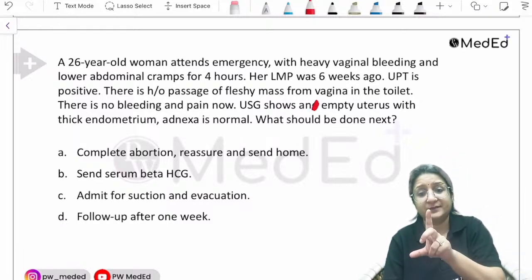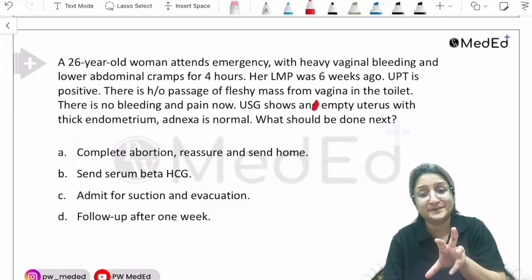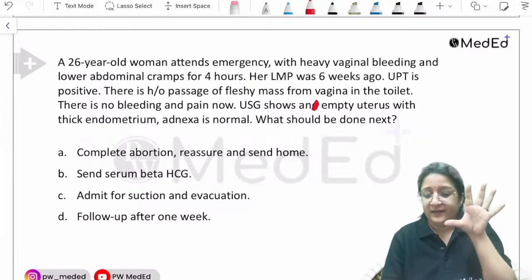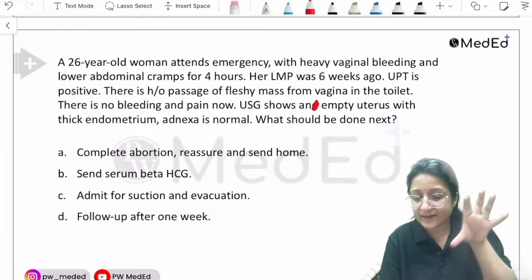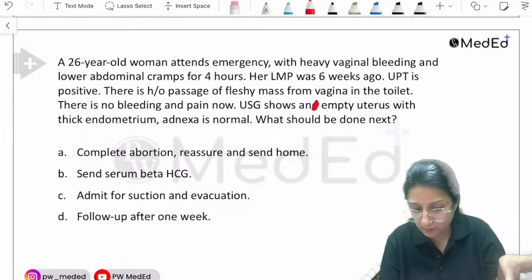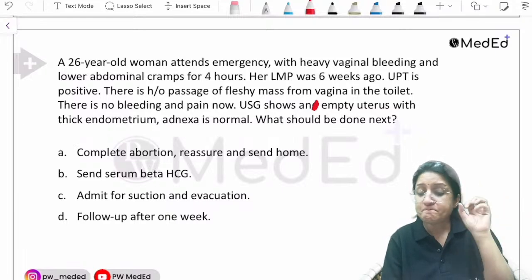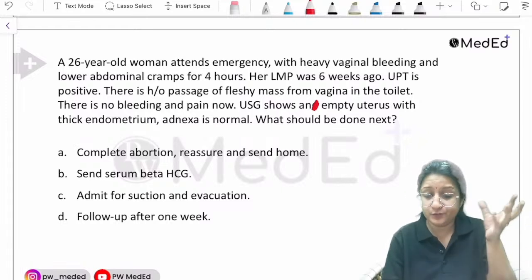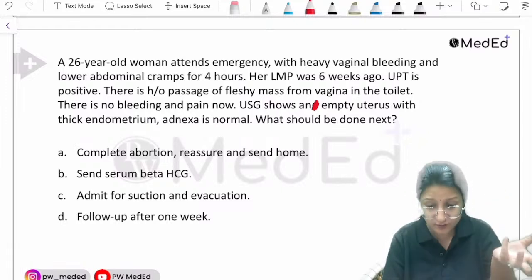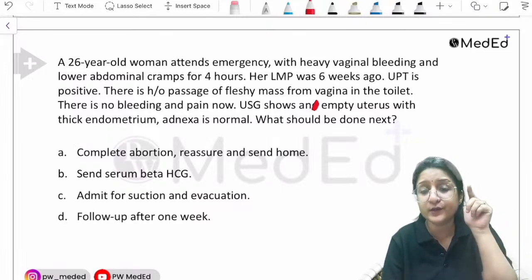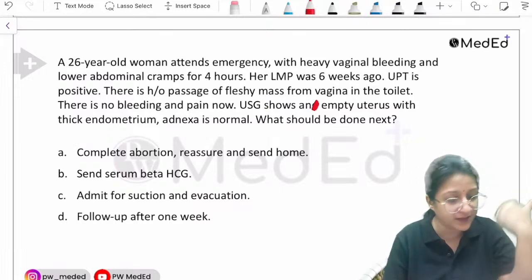Think and answer. It's very straightforward. Slightly twisted. She has a history of heavy bleeding, cramps, something she passed in the toilet, and now there is no pain and bleeding. Ultrasound shows an empty uterus with thick endometrium. Adnexa is normal. What should be done next? I need your answers because I want to discuss this with you. So give me your options.